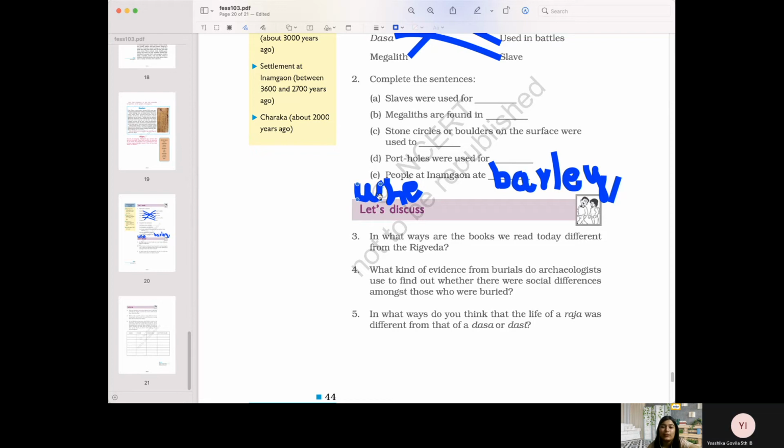To bury the body. Then potholes were used for, those small holes, used for, used for, used for. Check, scroll up, find it.